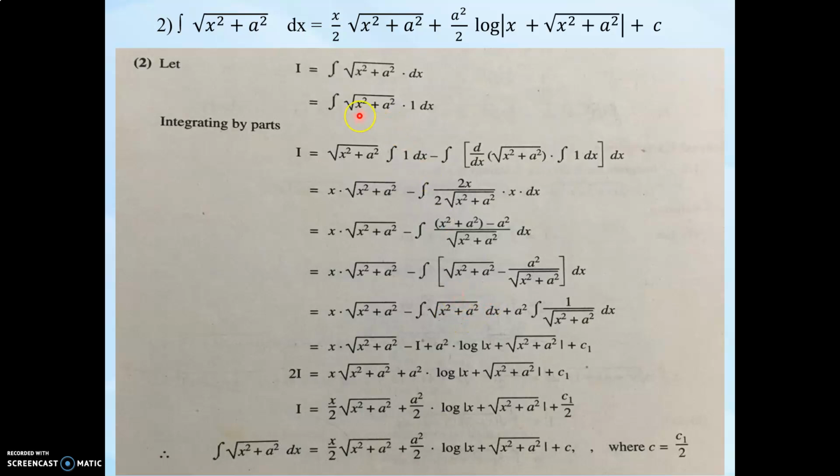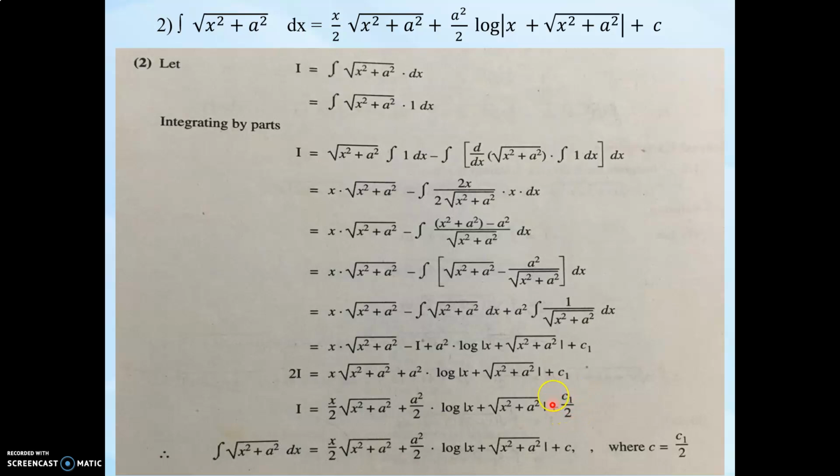This term is the given question, that is I, so we can replace the middle term as I, so minus I plus a square into, this is 1 upon root of x square plus a square, so we can apply log mod x plus root of x square plus a square plus c1. So we can take this I to the left hand side. So here already one I was there, so I plus I is 2I equal to x into root of x square plus a square plus a square into log mod x plus root of x square plus a square plus c1. Therefore I is equal to x upon 2 root of x square plus a square, plus a square upon 2 log mod x plus root of x square plus a square, plus c1 upon 2.